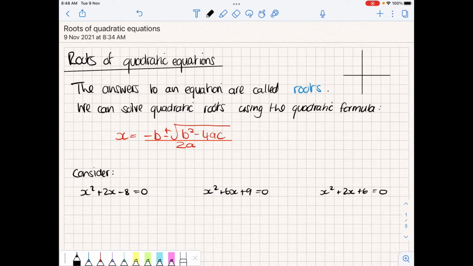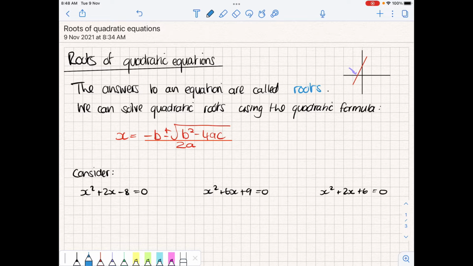Right, so today we're going to be looking at roots of quadratic equations. Now, very simply, the answers to an equation are called roots, or solutions sometimes. Quite easily, to visually demonstrate that, we could draw a straight line, and the solution or the root is the point at which the line crosses the x-axis when y is equal to 0.